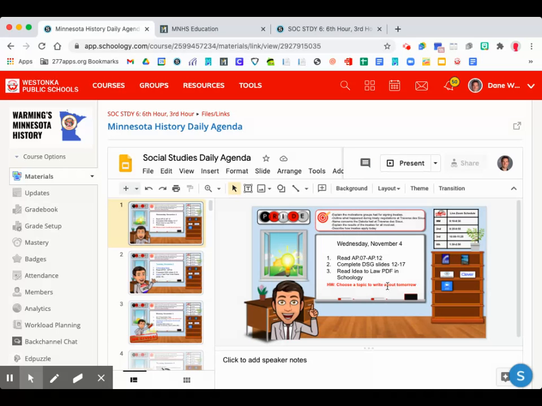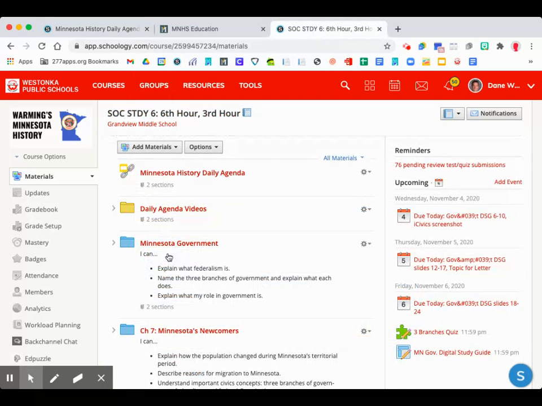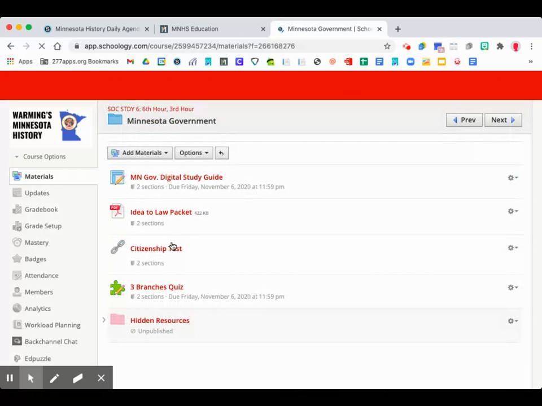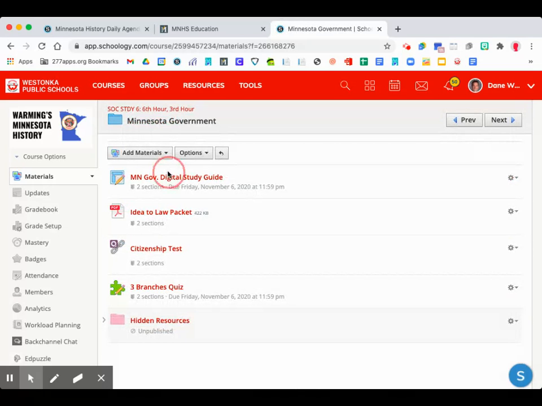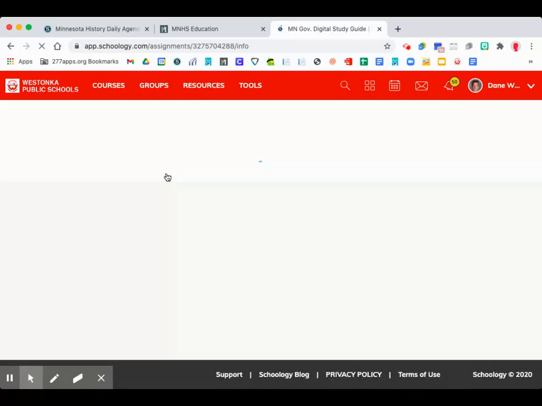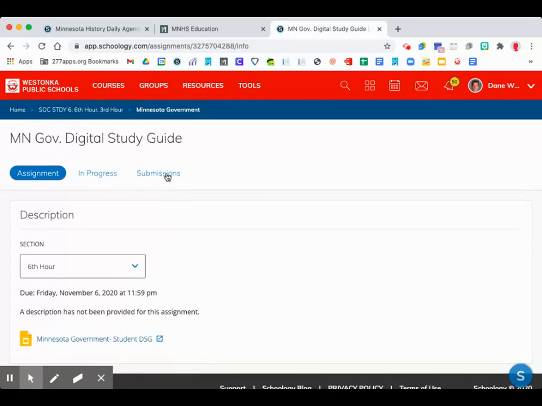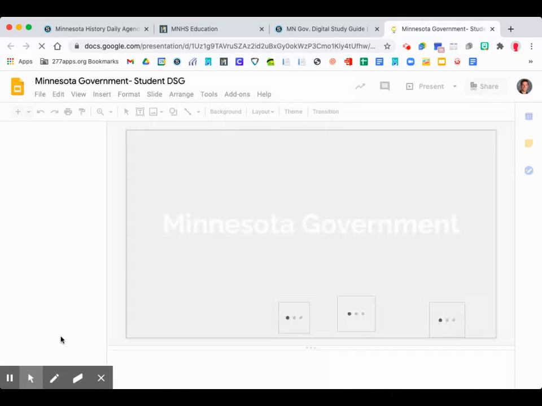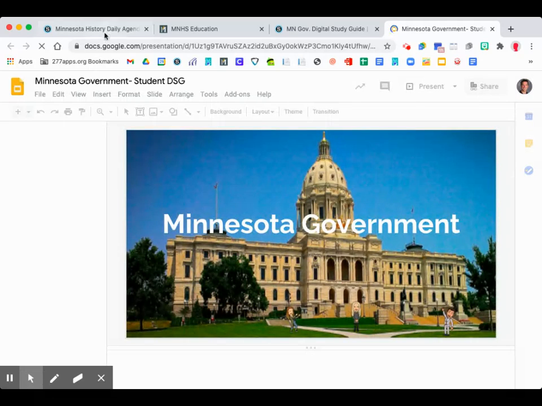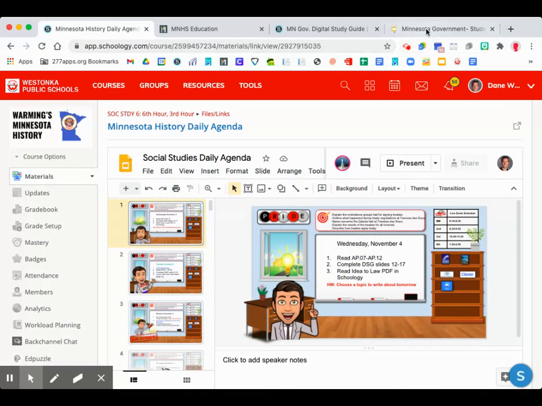Once you've done that, you'll need to make sure you open up your digital study guide for the Minnesota government chapter, and we're going to be doing slides 12 through 17. Many of the answers you're going to find are going to be in the reading today. So as you complete the notes, you'll see some familiar information. You'll need to go back and look at the reading pages to finish them. So open up your digital study guide. And again, that's pages 12 through 17.